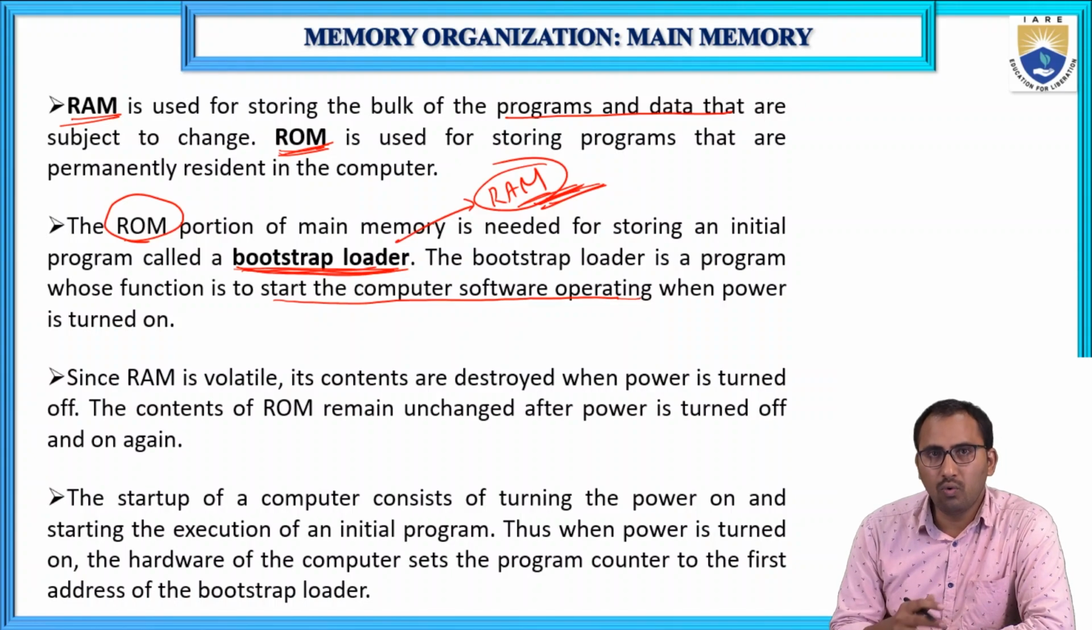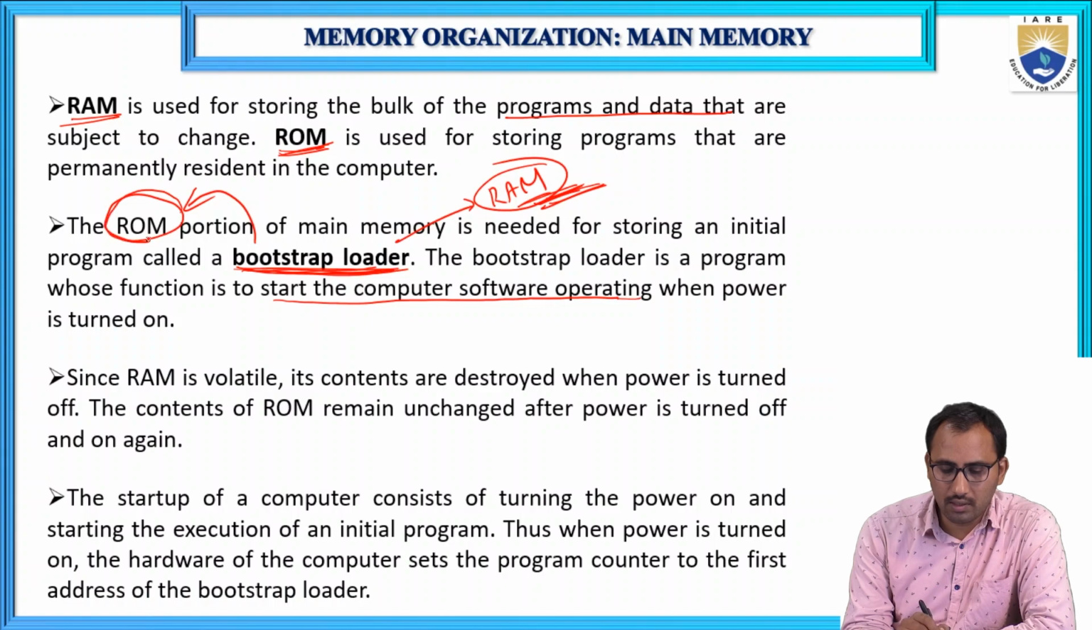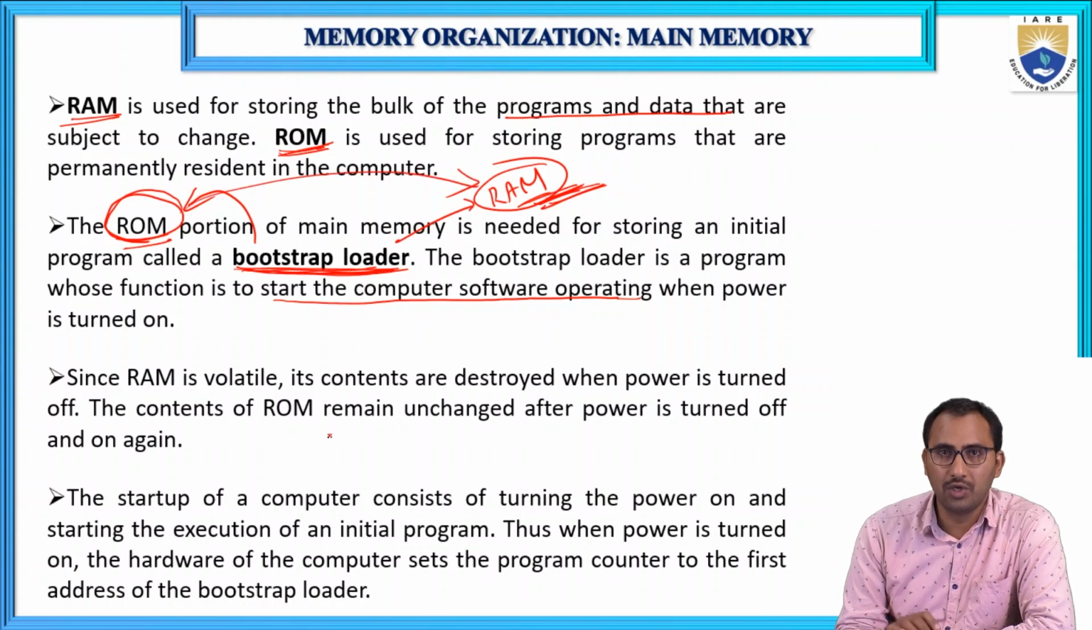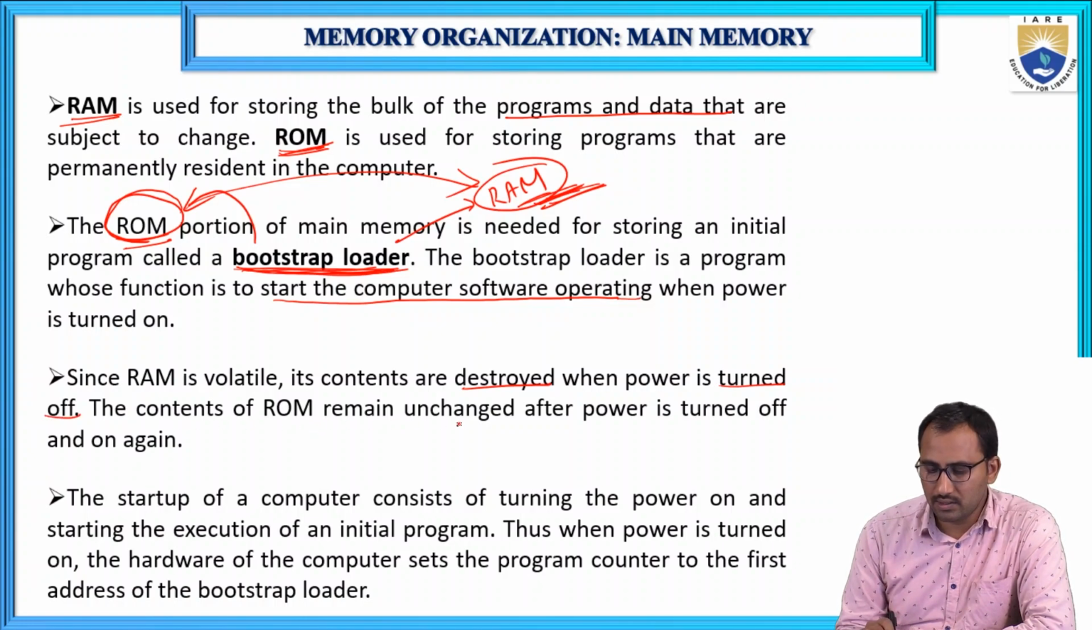Okay, so in order to overcome this problem, we are storing the bootstrap loader program in the ROM memory. The bootstrap loader program stored in the ROM memory will be copied to the RAM during execution. Since the RAM is volatile, its contents are destroyed when power is turned off. The contents of the ROM remain unchanged after power is turned off and on again.